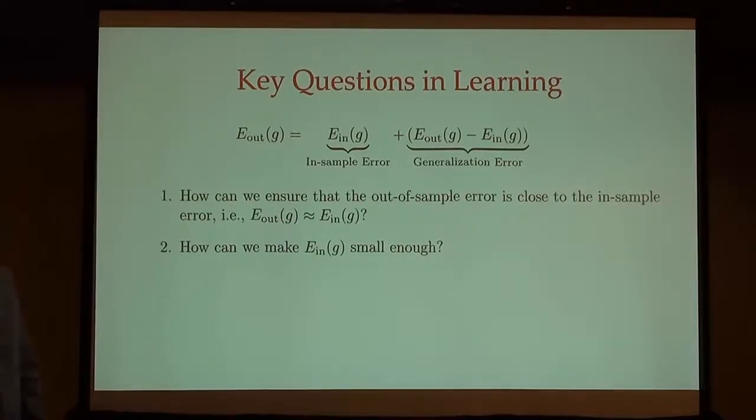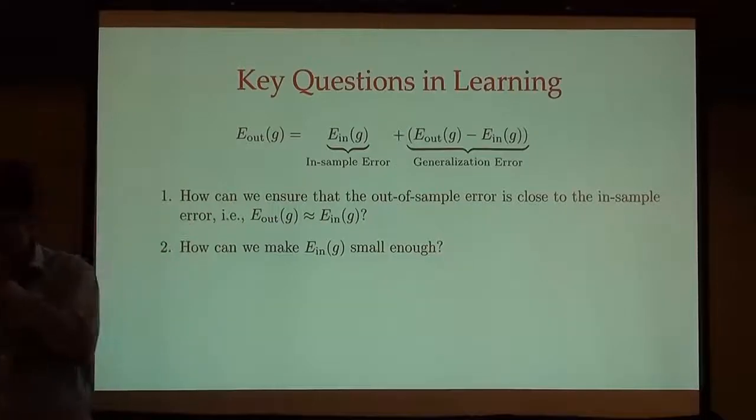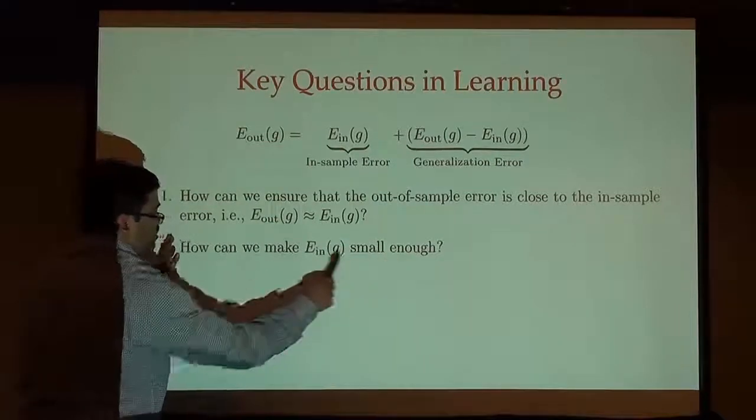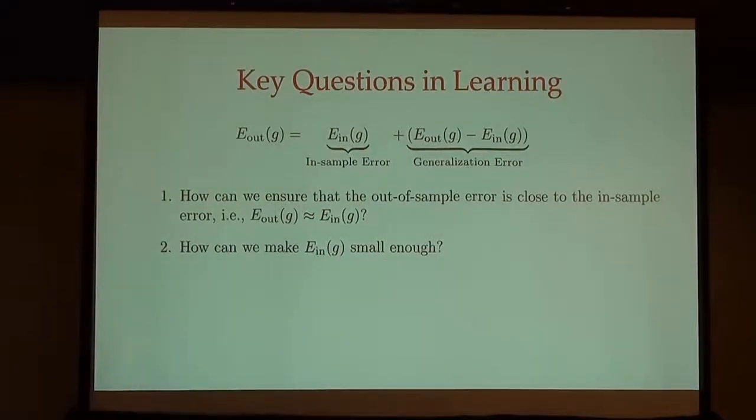The basic questions in any learning are: how can you ensure that the out-of-sample error is close to the in-sample error? And the second is: how can you make the in-sample error small enough? Both these problems are important. And what I want to emphasize is that this is what makes learning different from optimization, although optimization is routinely used, because in optimization you are just interested in this part. Whatever your objective function is, you just minimize that and you are happy.